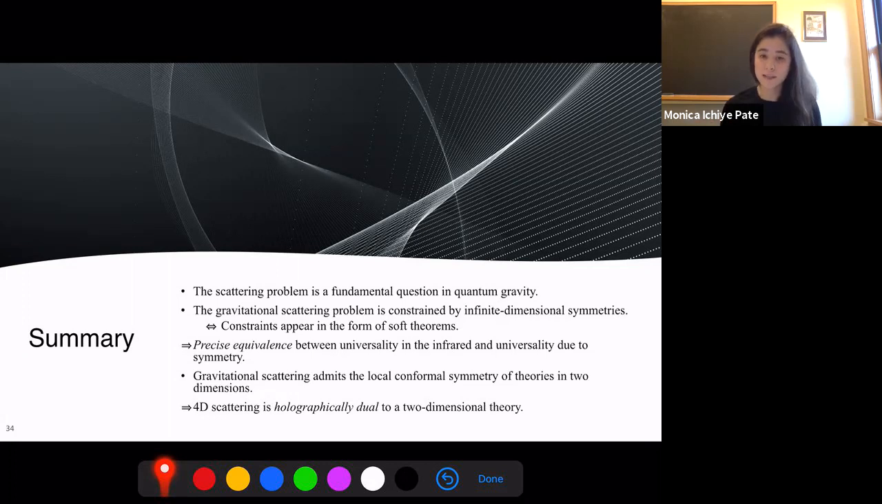So among these was the pivotal insight that the gravitational scattering problem admits the local conformal symmetry of a theory in 2 dimensions. And this observation inspired the idea that scattering in a 4-dimensional theory of gravity might be holographically dual to a conformal theory in 2 dimensions. So to investigate this proposal more seriously, we made the scattering amplitudes resemble observables of a 2-dimensional theory by making the conformal symmetry manifest. And specifically, we identified boost eigenstates as the class of states that transform simply under 2D dilations and thereby made the conformal symmetry manifest. And finally, I listed a number of new insights into the gravitational scattering problem that were obtained by studying the scattering of boost eigenstates.